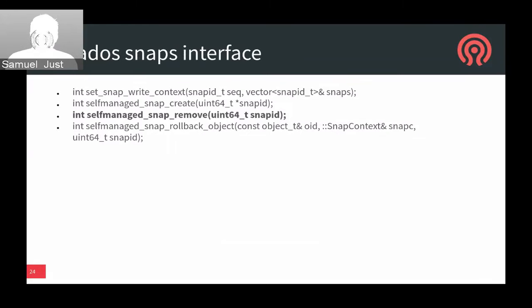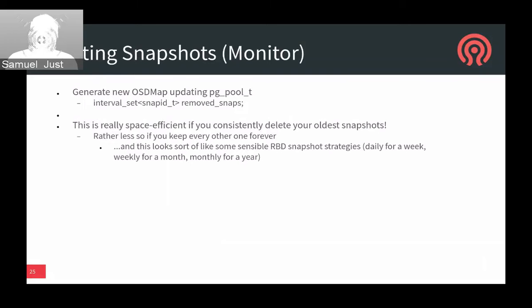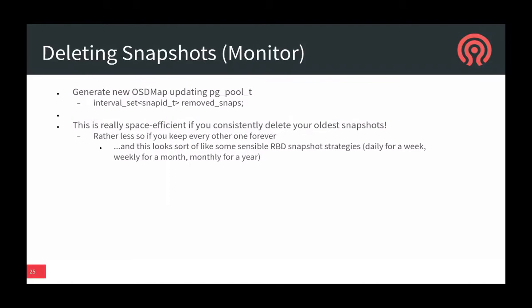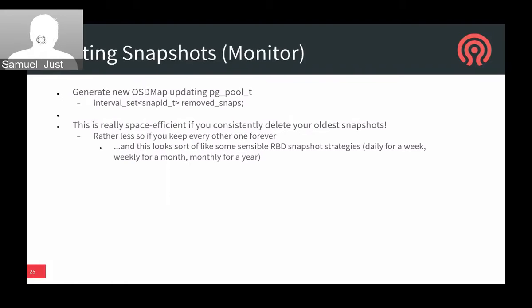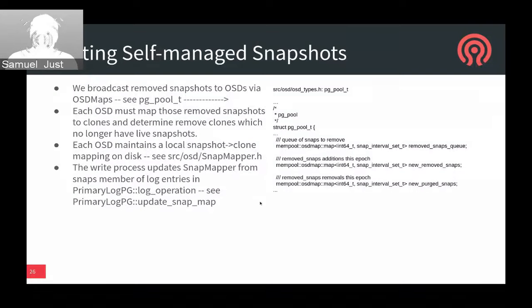So now let's talk a little bit about snapshot removal. Deleting snapshots is also essentially a monitor operation. The OSD map contains these removed snaps queue structures that encode the total set of snapshots that are pending removal and the ones that were newly removed as part of this OSD map, or part of this epoch. Each OSD, as it consumes these OSD maps, updates each PG with a snap trim queue of snapshots to remove.